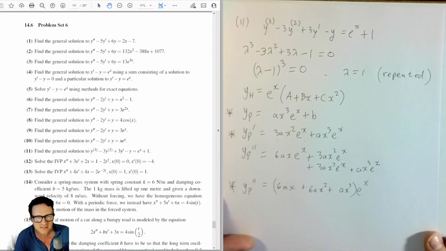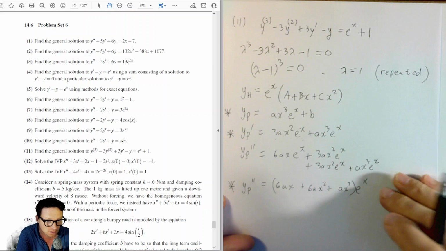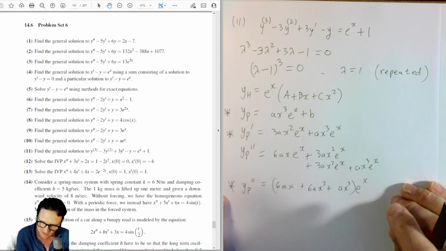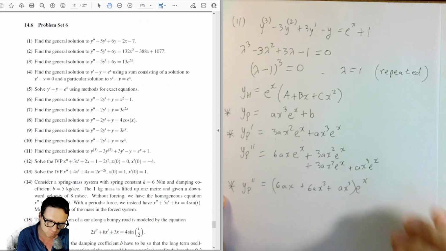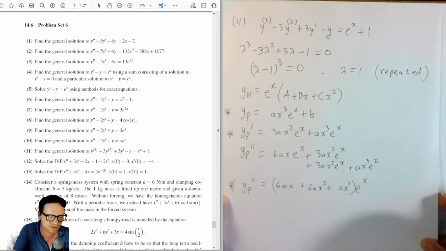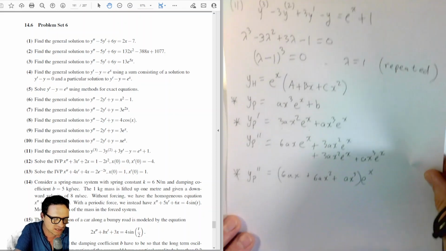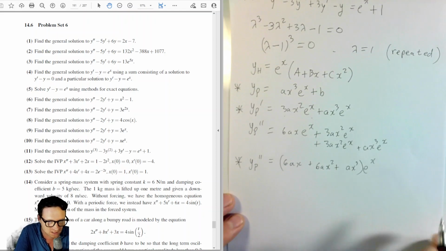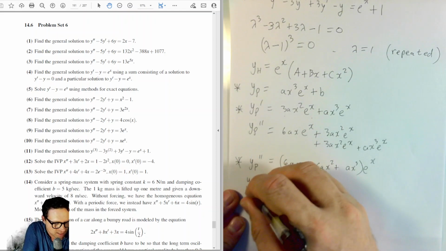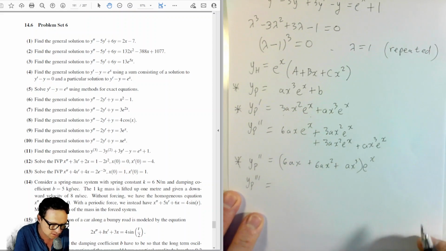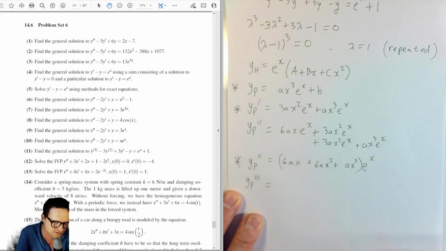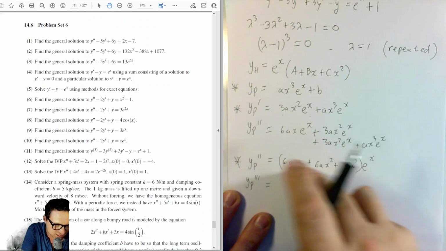Okay, let's put some asterisks here to identify what we are going to sub in. The three of these subbed into, oh no, you know what? We need to differentiate again, don't we? Yeah, we need to differentiate this again. We need a third derivative to sub in. Okay, so let's differentiate this one more time. So yp''' is, now let's use the product rule on this one.